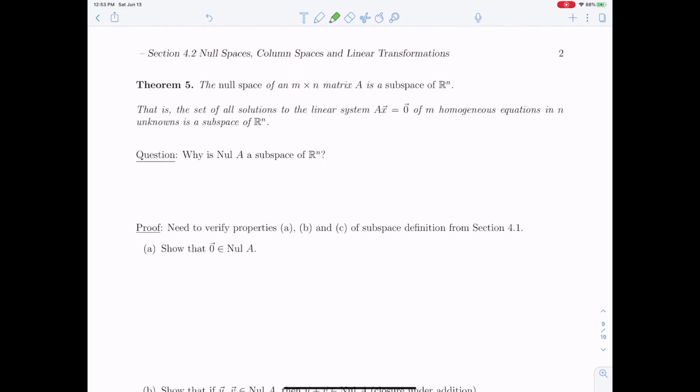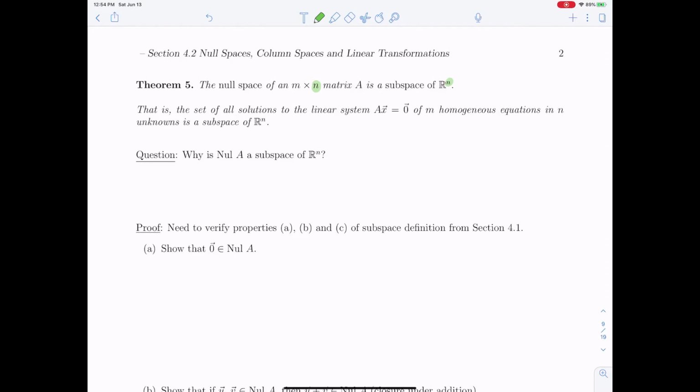Theorem 5 states that the null space of an m by n matrix is a subspace of Rn. Here you have to note that this n corresponds to the number of columns. So let's check why this has to be true.